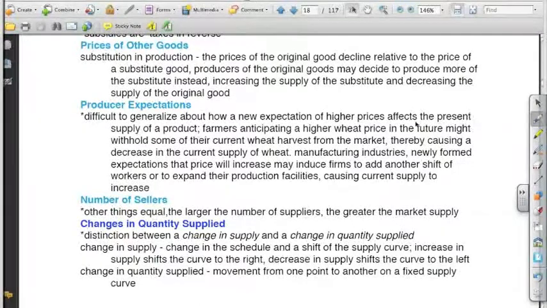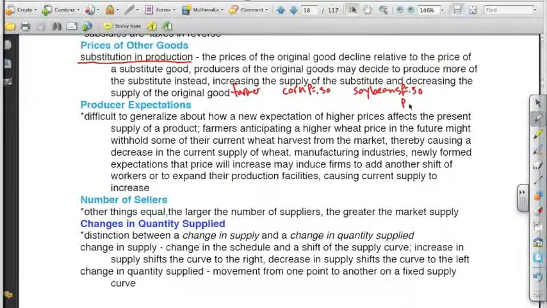For the prices of other goods, whenever there's a substitution in production, it means that we're going from the price of the original good to the price of a substitute good. Say that I have two choices. I'm a farmer, and I can either grow corn or soybeans. Say it starts off, corn is 50 cents and soybeans is 50 cents a bushel. So price equals 50 cents for each.